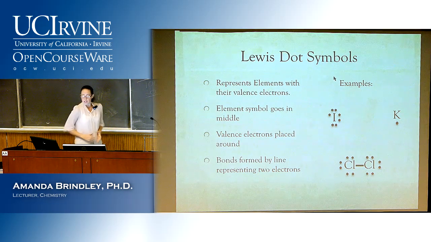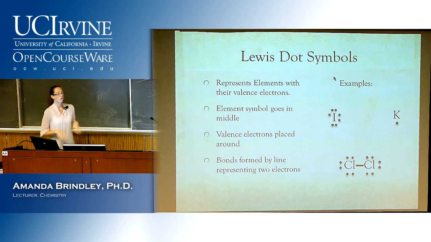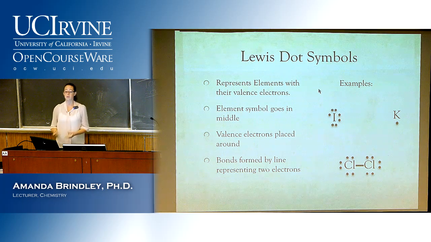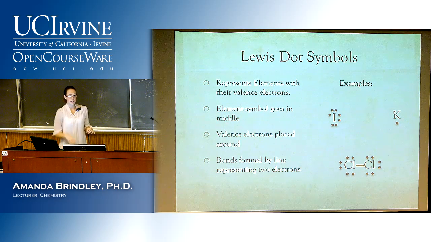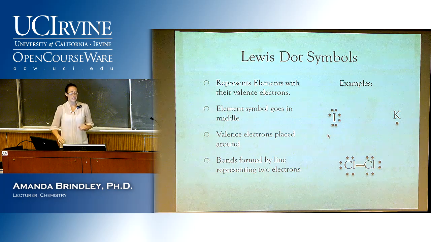Okay, so now some Lewis dot symbols, a little more formal introduction of them. They're going to be how we represent our elements when we draw them out. There's lots of different ways to represent them. Lewis dot symbols is one of the simplest and most used. So you put the symbol for the element inside, and then you put your dots around the outside. So for iodine, for instance, you have 7 valence electrons.